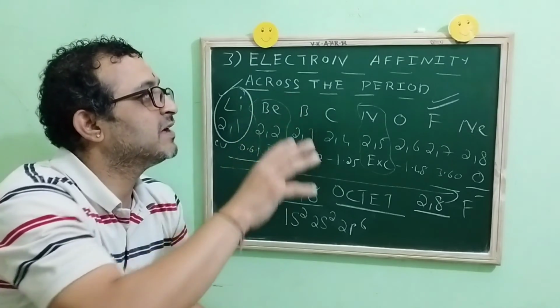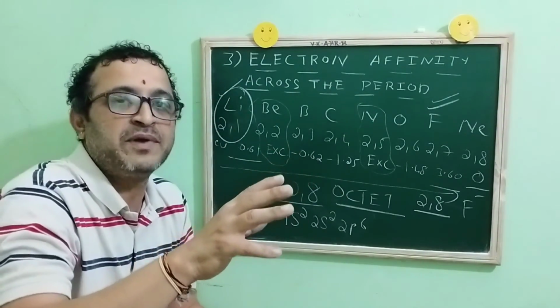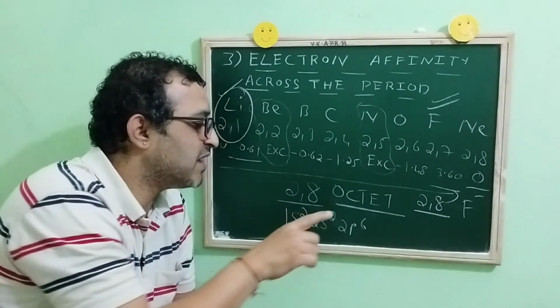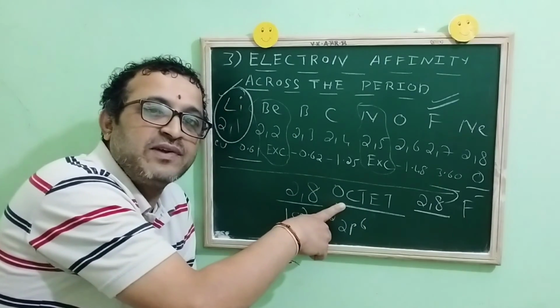So this is the variation of electron affinity across the period. Why is neon not accepting the electron? Because it has a stable electronic configuration. That is, it has an octet configuration.